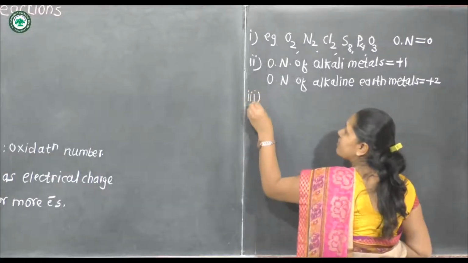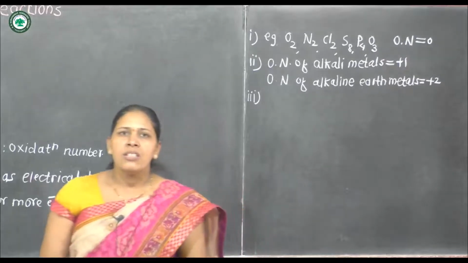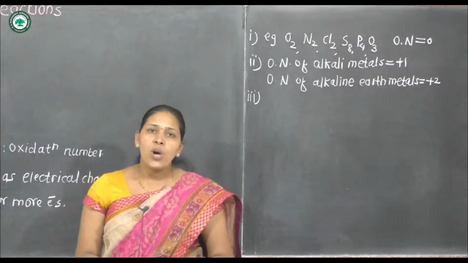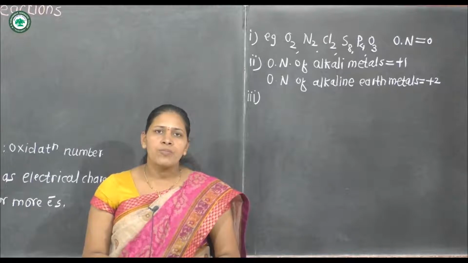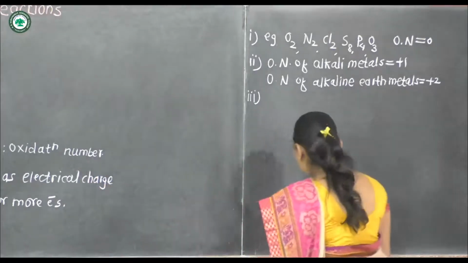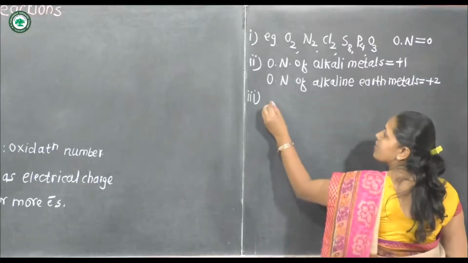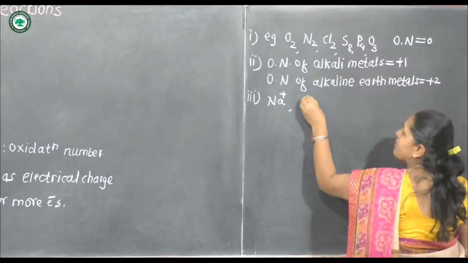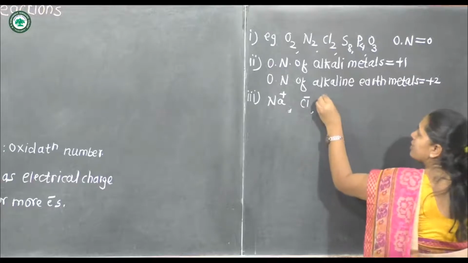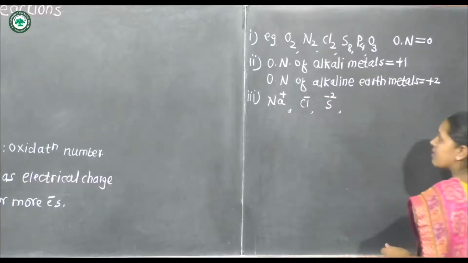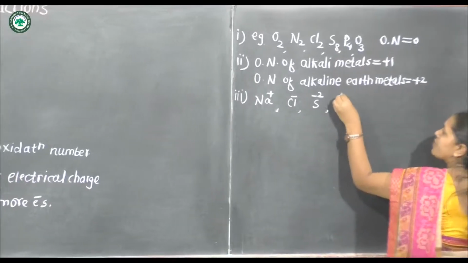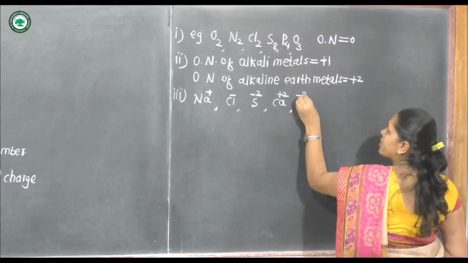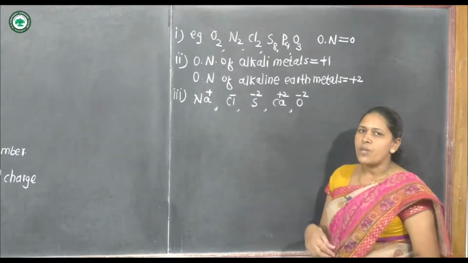Then third, the oxidation number of a monoatomic ion. The oxidation number of a monoatomic ion is equal to its charge. For example, monoatomic ions such as Na+, Cl-, sulfide ion S2-, Ca2+, and oxygen O2-. These are the monoatomic ions.